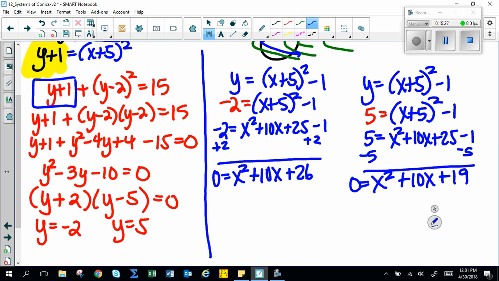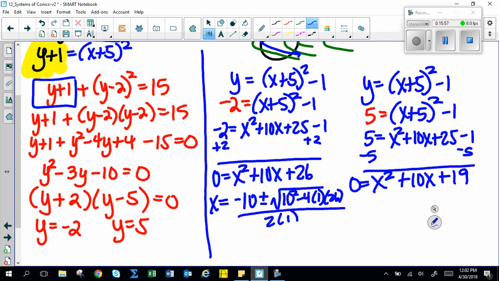Okay. Factorable? Yeah, sadly, neither of them are factorable. No. How else can we solve? We would use the quadratic formula. Aren't you glad you guys learned that? So x is equal to negative b plus or minus the square root of b squared minus 4 times a times c all over 2 times a. All right, what's 4 times 26?